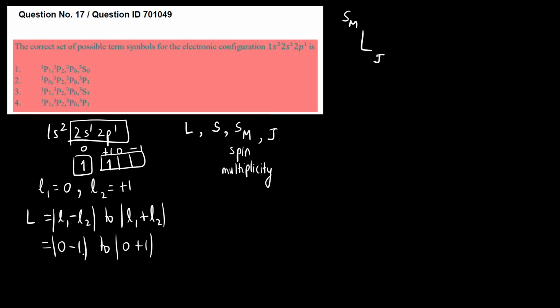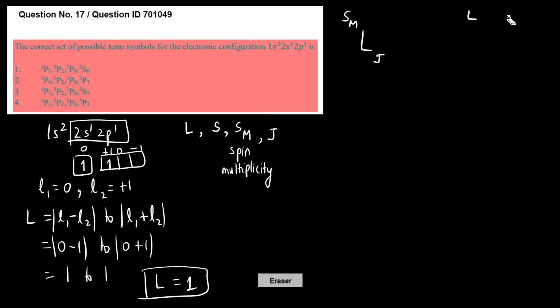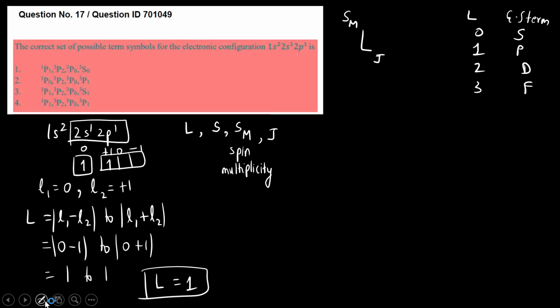So 0 minus 1 is -1. Mod means you have to remove the negative sign. So 1 to 1. So the L value can only be 1. If the L value is 0, the ground state term is S. If it is 1, then it is P. If it is 2, then it is D. If it is 3, then it is F, and so on. So we want the ground state term to be only P, no other term. So check the options.